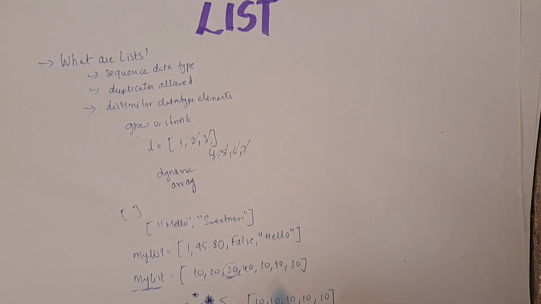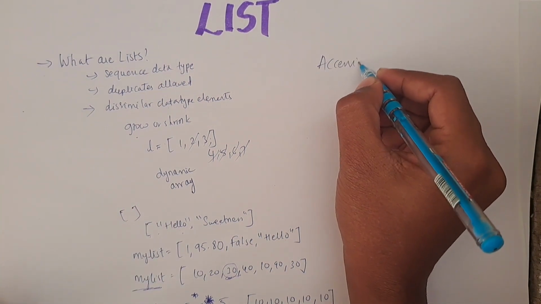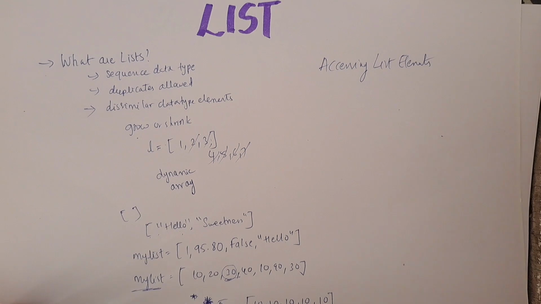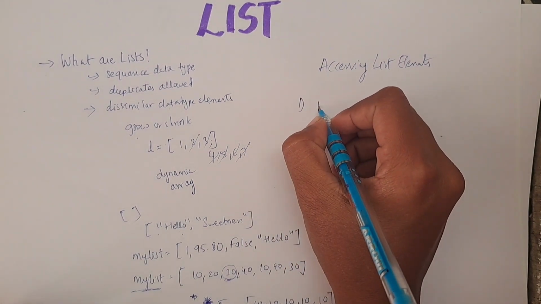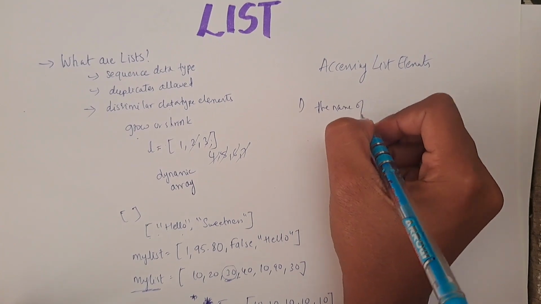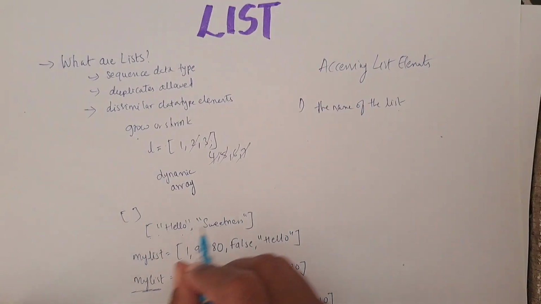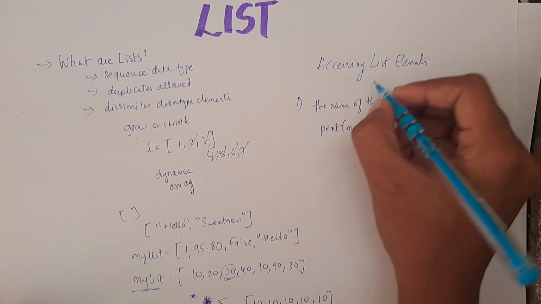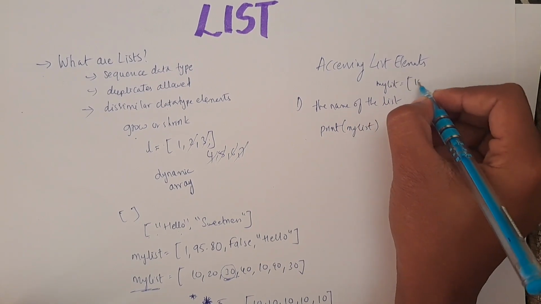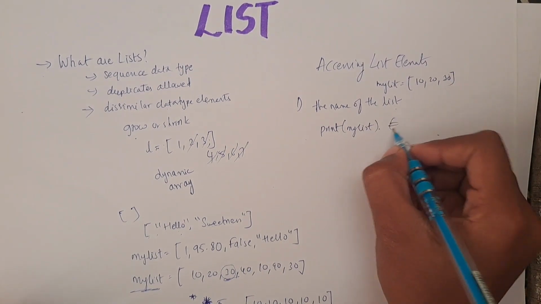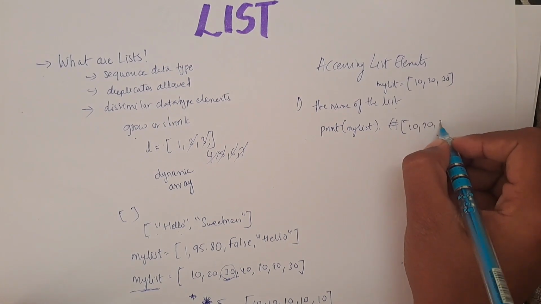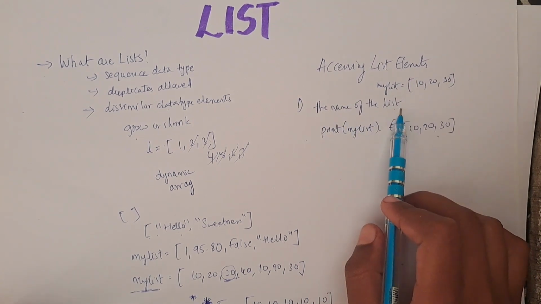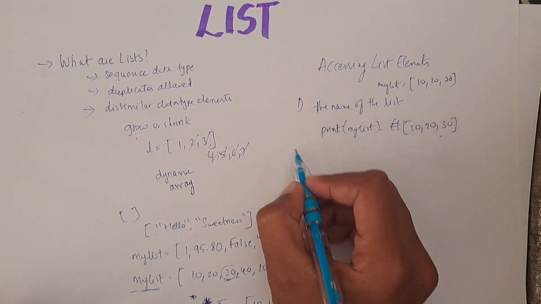Now let us discuss accessing list elements. How to access the elements in the list? The first way is by using the name of the list. By using the name of the list, you can print the total list. For example, if you take print my list, where your list contains some elements like 10, 20 and 30, your output will be 10, 20, 30. That means you can access the elements of the list by using the name of the list. That is the first way.